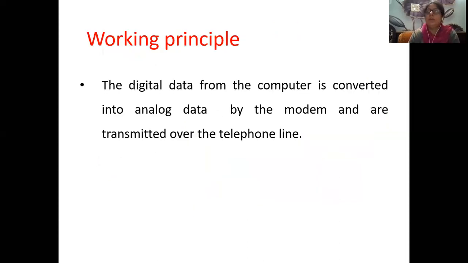What is the working principle of a modem? The digital data of computer is converted into analog signal and then it is transmitted over the telephone lines. That means data conversion is done by modem because digital data cannot be put on the transmission wire. Only analog signal can be carried on by wire. So the modem performs this conversion so that communication is possible.